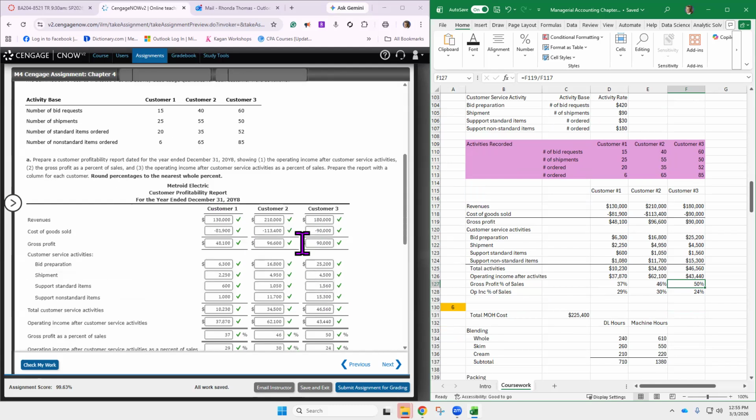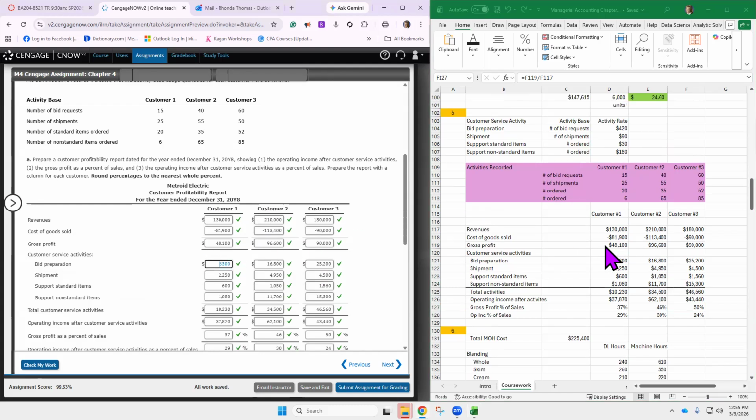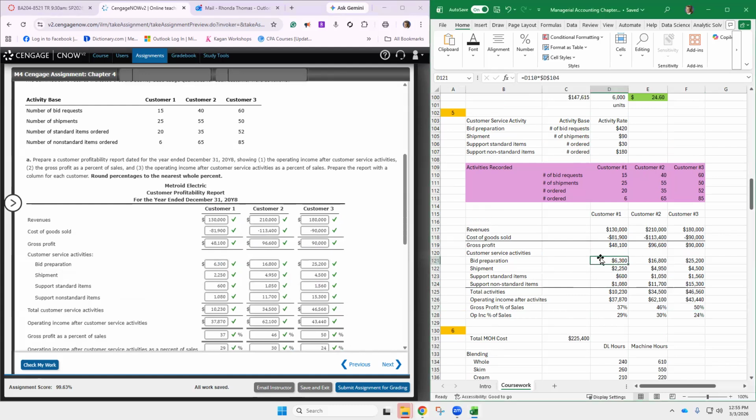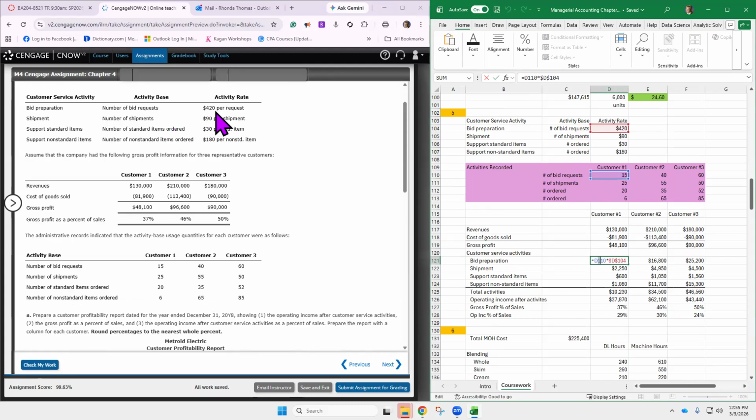So I have filled in all this at the top, and now we're ready for this number here. Now you have to keep an amount. So let's try customer 1. Customer 1 is 15 bids times 420. Okay, 420 is the rate. In fact, I'll put the rate here. $420 rate. I'll put that beside it so that you can remember. So that's per bid.